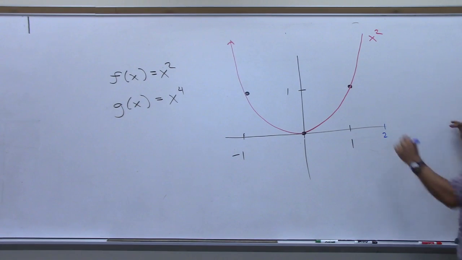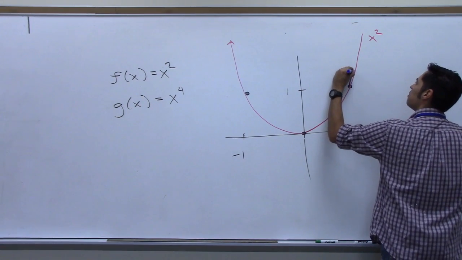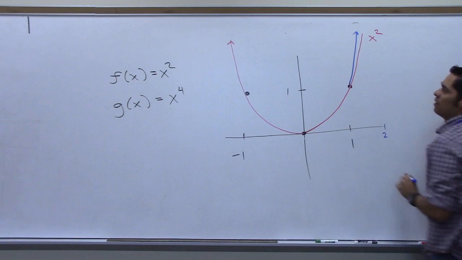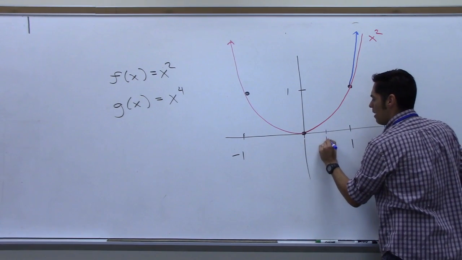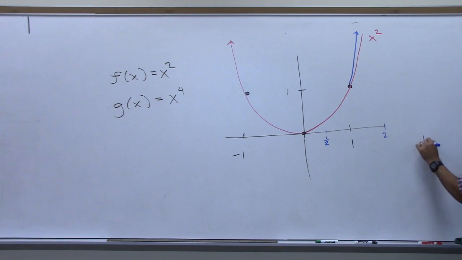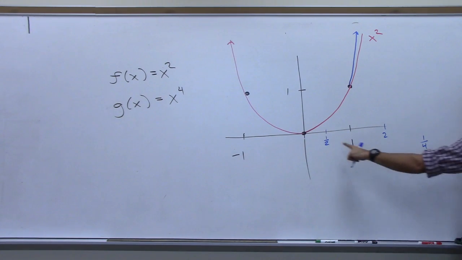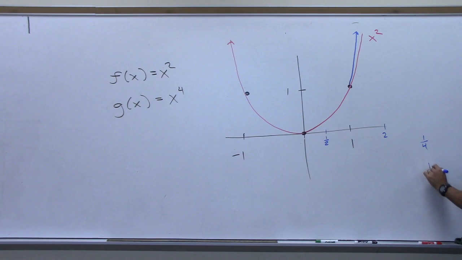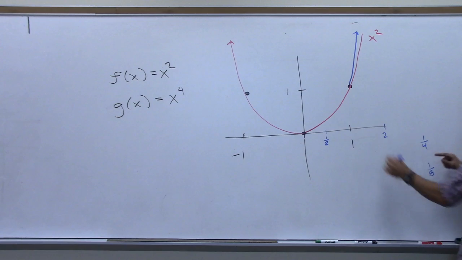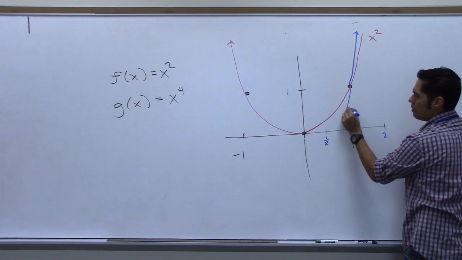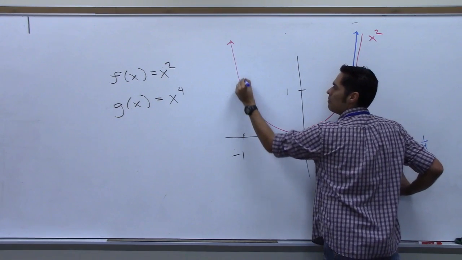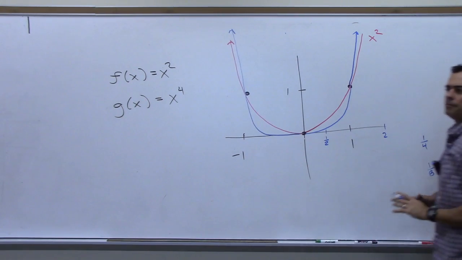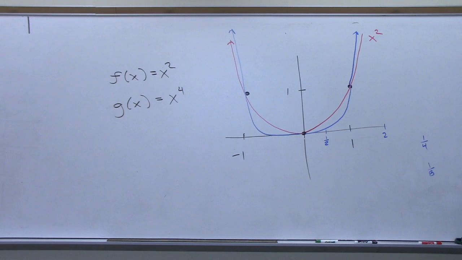So from this point, this blue one's going to be above this one, right? But the other way around is that if I take a number like 1/2, I square 1/2, I get 1/4, don't I? But if I take 1/2 and I raise it to the 4th power, I get 1/8, which is smaller than 1/4. So from here to here, the blue is below. And then over here it goes like that, and then it goes above it. Do you see the difference?